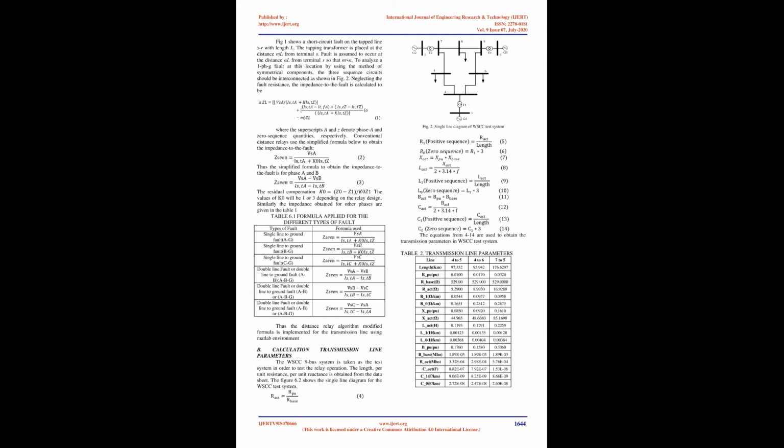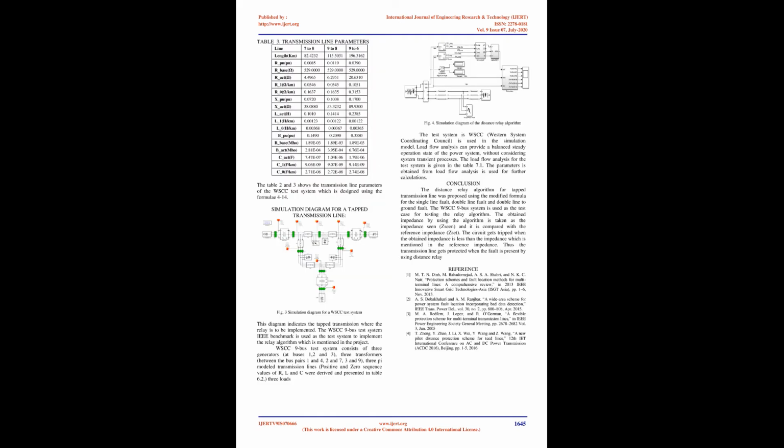Thus the simplified formula to obtain the impedance to the fault is, for phases A and B, Z = (Vsa - Vsb) / (Isa - Isb), 3. The residual compensation factor K0 = (Z0 - Z1) / Z1. The values of K0 will be 1 or 3 depending on the relay design. Similarly, the impedance obtained for other phases are given in Table 1.